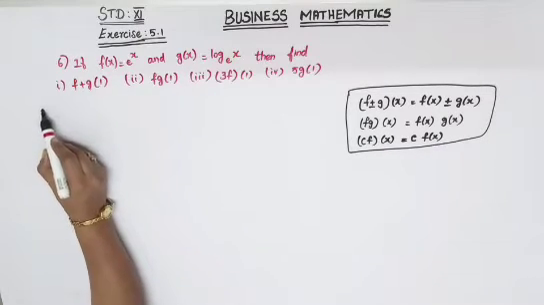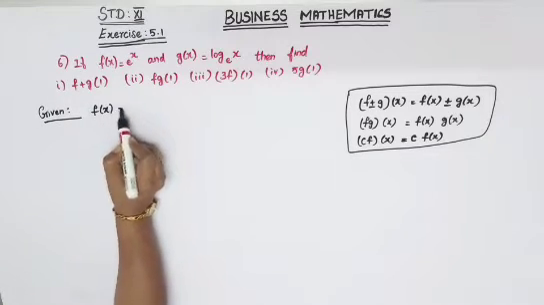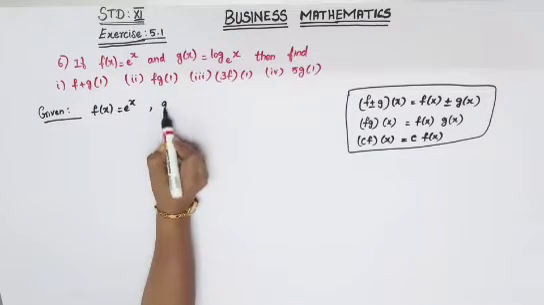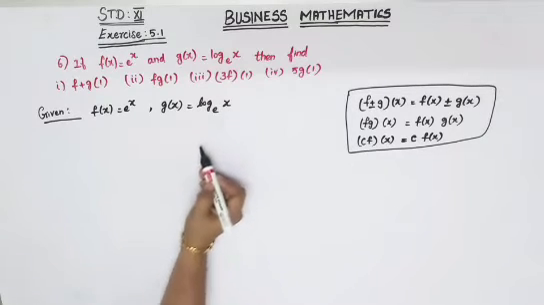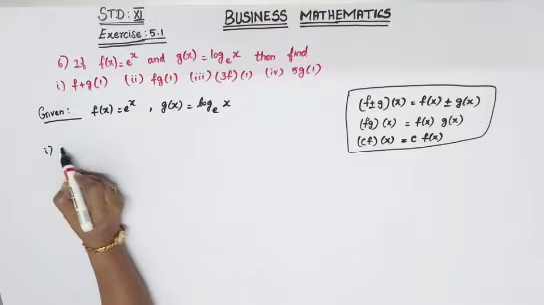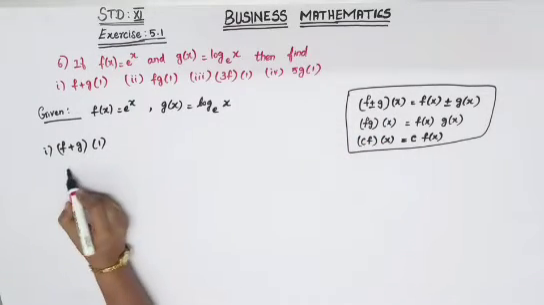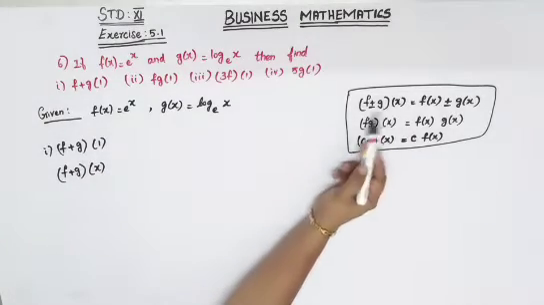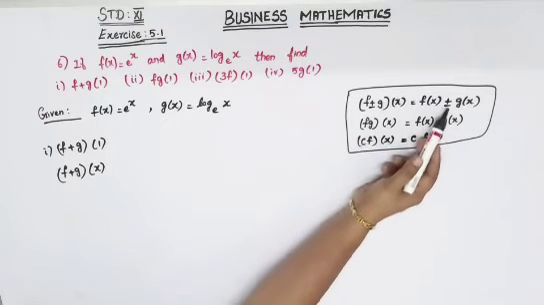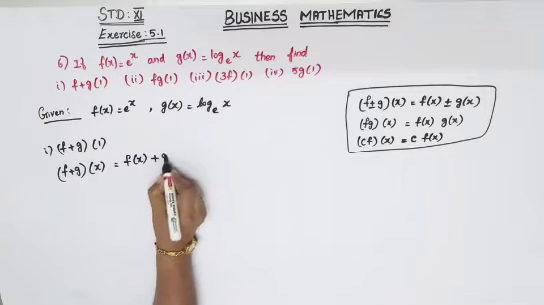Now, given f of x is equal to e power x and g of x is equal to log x to the base e, these values are given. Your first subdivision is f plus g of 1, we'll have to find it. First we'll have to find f plus g of x. It is this format, but with plus only. So if it is plus here also you will have plus. That is equal to f of x plus g of x.